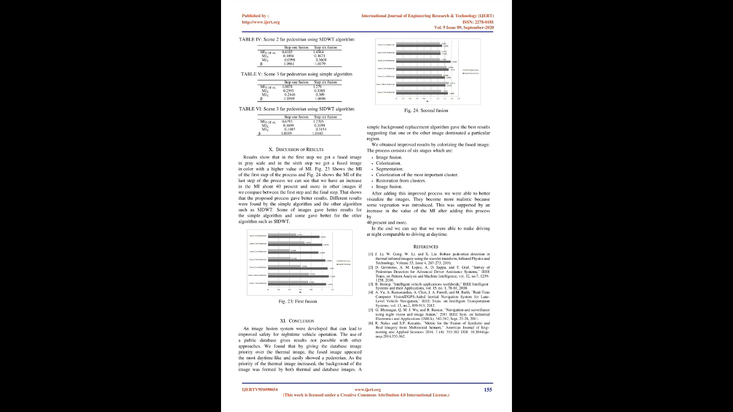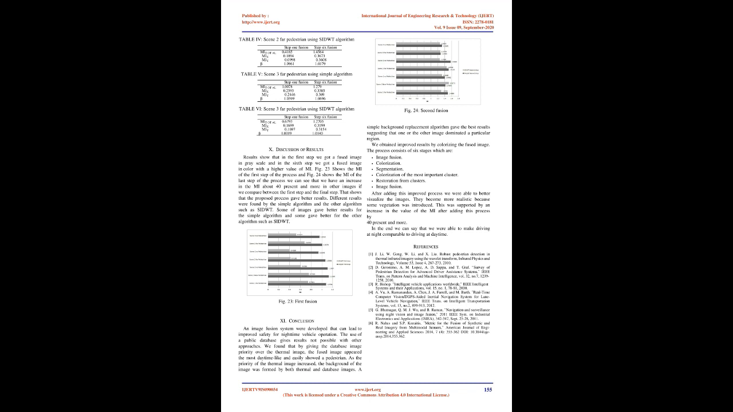The process consists of 6 stages which are image fusion, colorization, segmentation, colorization of the most important cluster, restoration from clusters. Image fusion. In this section we will use 2 fusion algorithms, the simple image fusion algorithm and shift invariant discrete wavelet transform, SIDWT. The fusion algorithms will get enough information from both the thermal images and the daytime images. Fig 7 shows the fused image using the simple algorithm and Fig 8 will show the fused image using the SIDWT algorithm. Fig 7, image fusion results of simple algorithm, A, scene 1 far pedestrian, B, scene 2 far pedestrian, C, scene 3 far pedestrian.